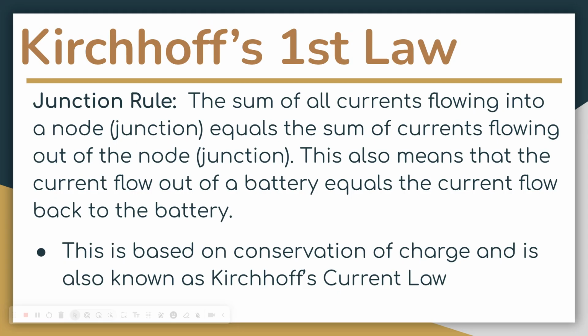It states that the sum of all currents flowing into a node equals the sum of all currents flowing out of the node. This means that the current flow out of a battery equals the current flow back to the battery. So you have the same number of charges that leave as you have that come back in because you don't lose any along the way. Conservation of charge. That is the first law.